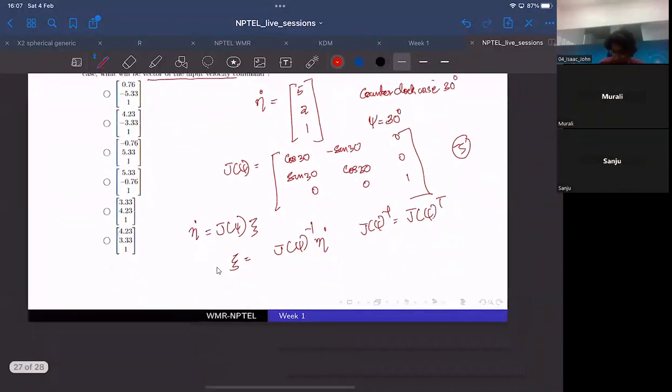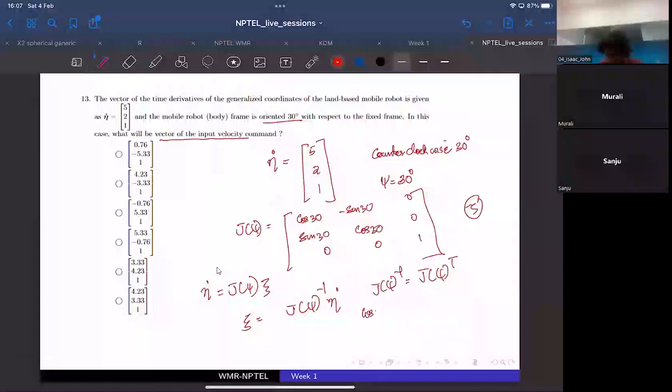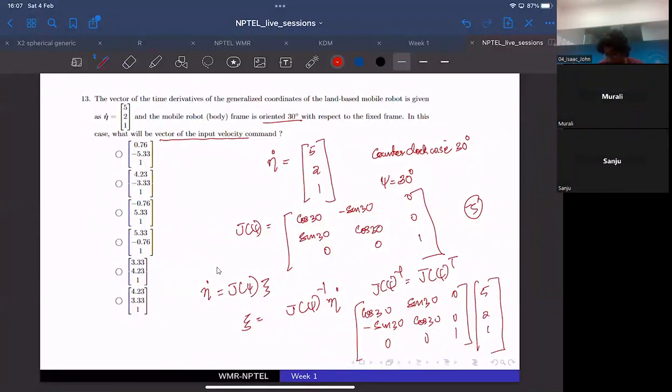So if you do the matrix multiplication, cos 30, minus sin 30, 0; sin 30, cos 30, 0; 0, 0, 1, times 5 to 1, you will get the vector of zeta, which in this case would be option number 4. It's only a matter of matrix multiplication. I hope the procedure is straightforward.